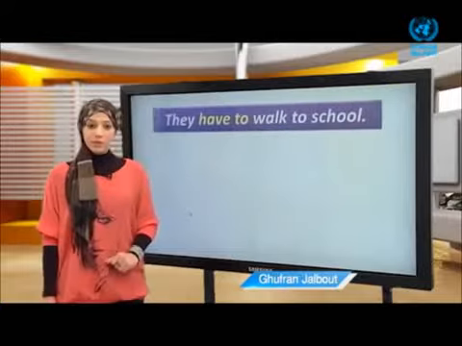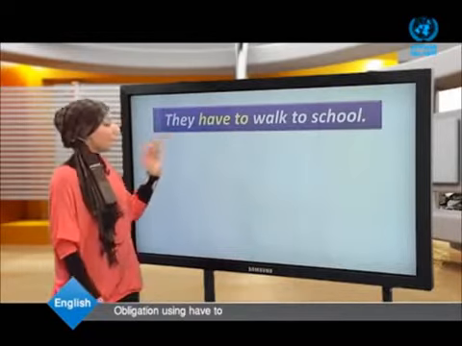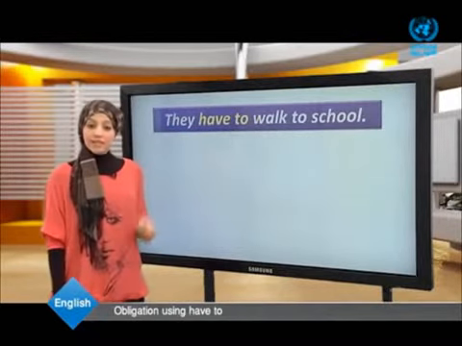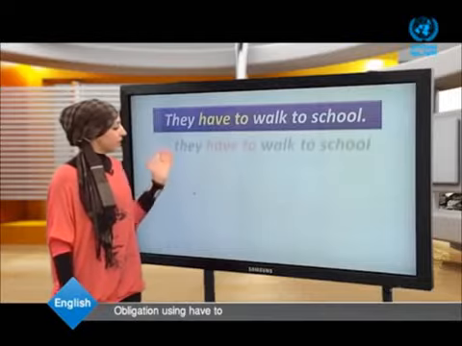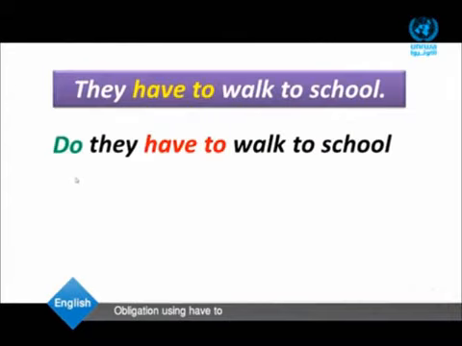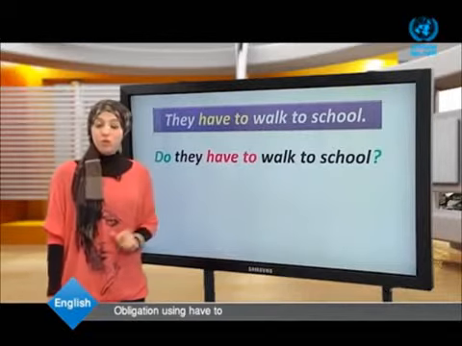Let's read this sentence together. They have to walk to school. Notice here, we have they. The same sentence, they have to walk to school, but we add the auxiliary verb do, and we end it with a question mark. And it becomes, do they have to walk to school?